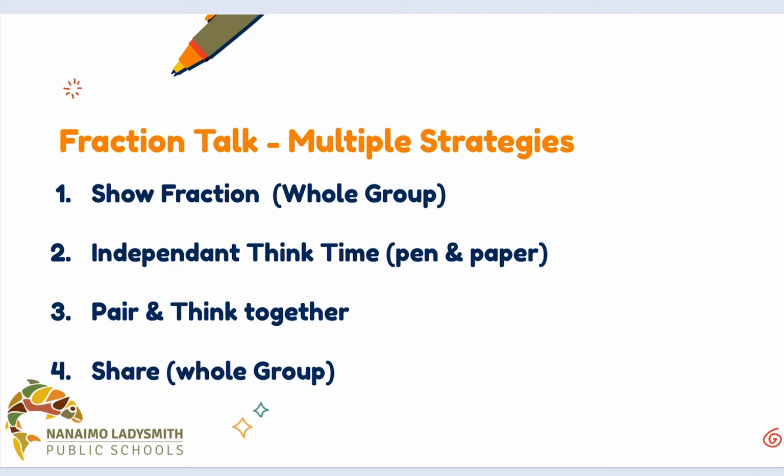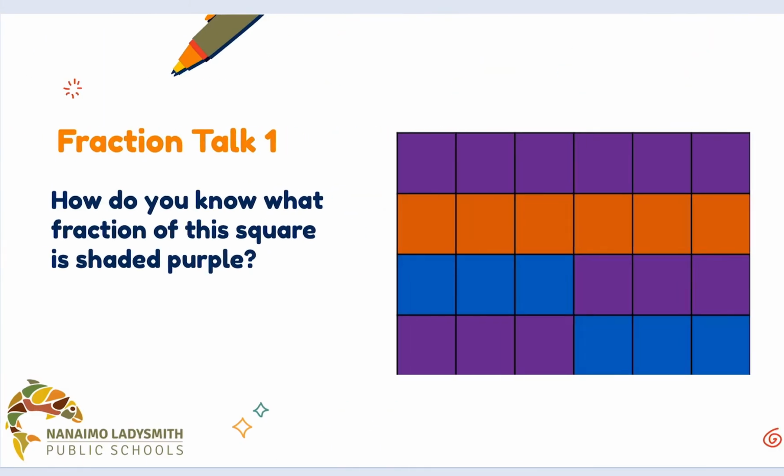In this routine, we want to first show the fraction, and then we're just going to get into a think, pair, share. Give them some independent think time, then some time to think together and have a generative process coming up with some new ideas, and then share that with the whole group where we can actually see and represent their thinking in some way. So I'd like you to take a minute. What is the way that you would show how you know what fraction of this square is shaded purple?